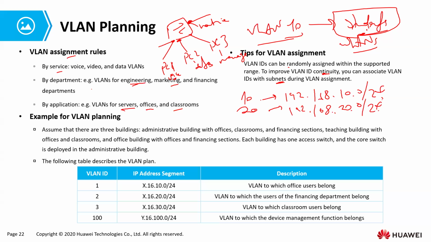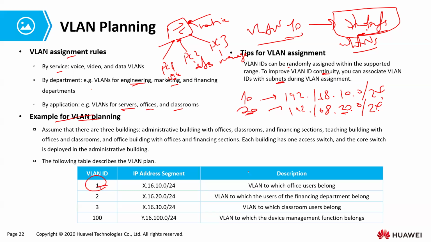So that things become easy for you, the VLANs will correspond to the networks and subnets. Example of VLAN planning, assume there are 3 buildings, and so on. In this case, VLAN 1, I'm not going to go through the example. I'm just going to comment on VLAN 1.